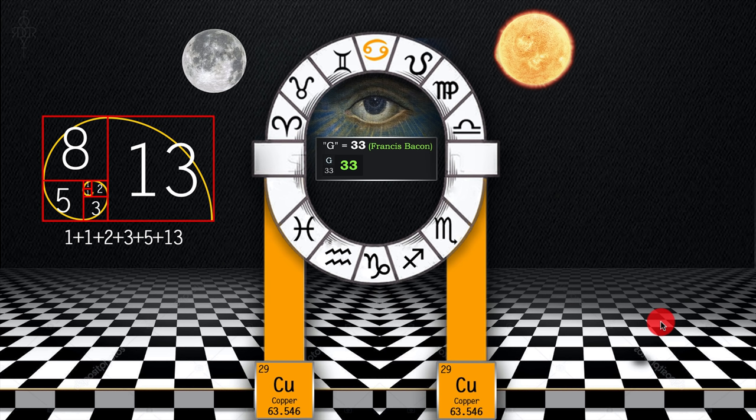But clearly, this black and white checkerboard is the reason why there are 64 squares on a chessboard, matching the 64 possible codons in our DNA, attached to the GD element called gadolinium, which is all about creating a television screen, and there's a lot of layers to that.